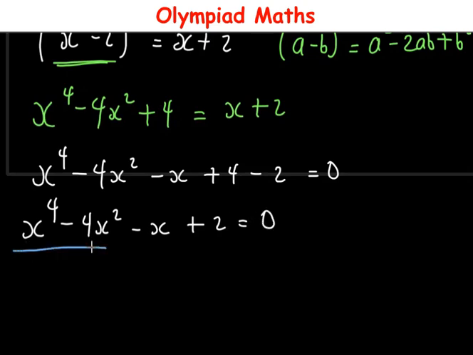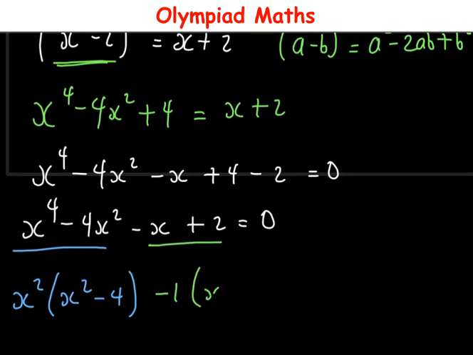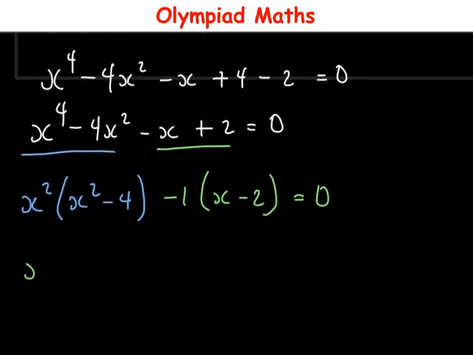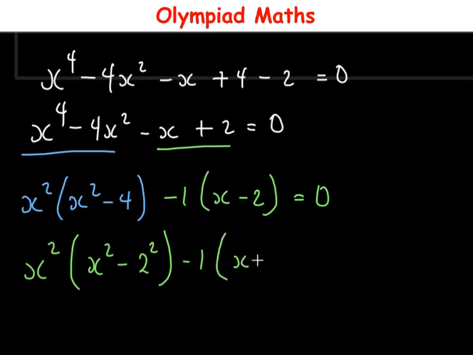From this, we're going to factorize out x squared. So we have x squared into brackets, and we are left with x squared minus 4. Then also from here, factorize out minus 1. We are left with x minus 2, and this equals 0. So we have x squared into (x squared minus 4), which can be written as 2 squared, then minus 1 (x minus 2), is equal to 0.